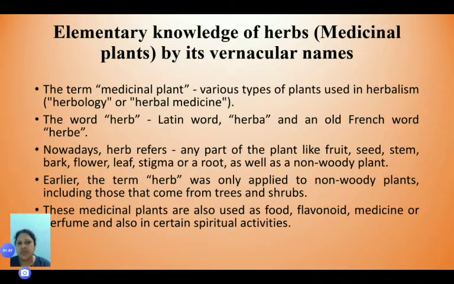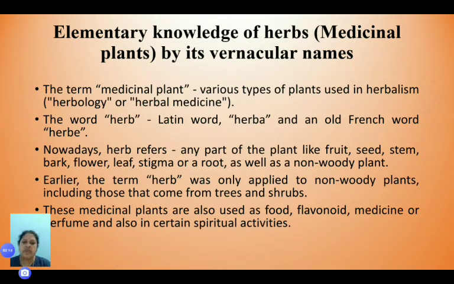Nowadays, herbs are referred to as any part of the plant, like a fruit, seed, stem, bark, flower, leaf, even the stigma. The stigma can be seen in the center of the flower, and sometimes even the root. Even some of the non-woody plants are also included in the herbs. Earlier, the term herb was only applied to the woody plants, very small plants. But nowadays, herbalism has included many plant parts as part of the herbal medicines.